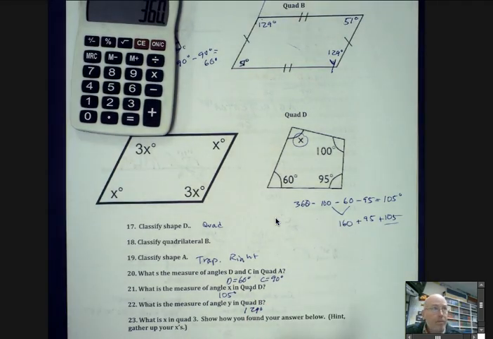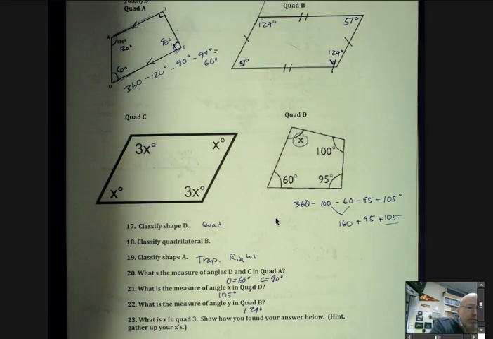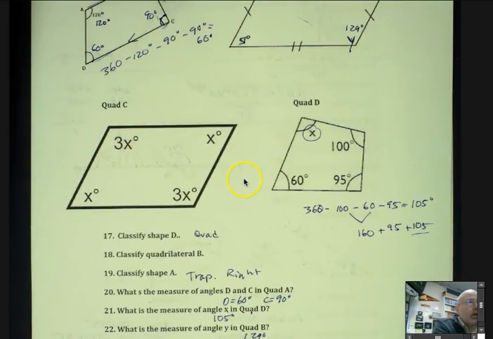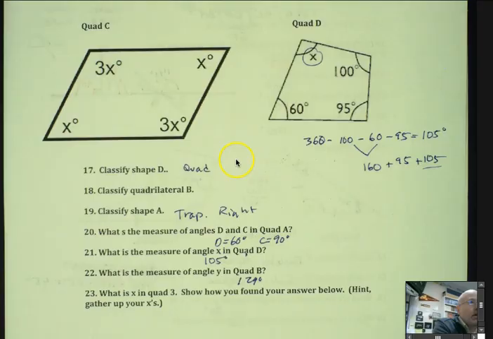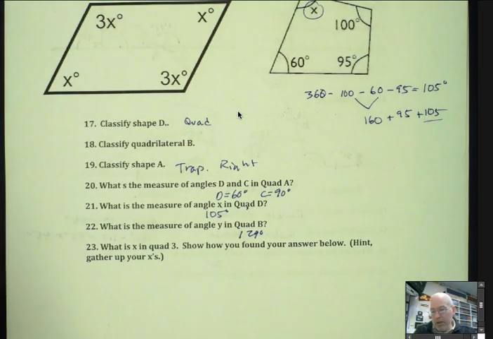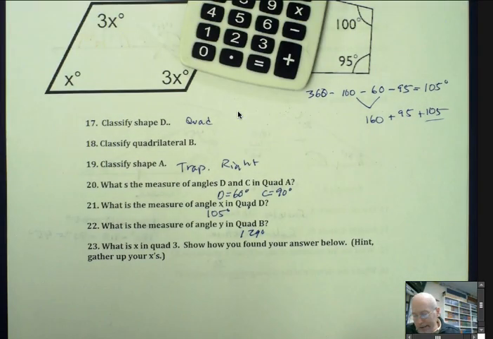All right. What is x in quad 3? I'm going to make this a little bit bigger so you can see what I do here. All right. This one here is like the Old West. You've got to round up the x's.